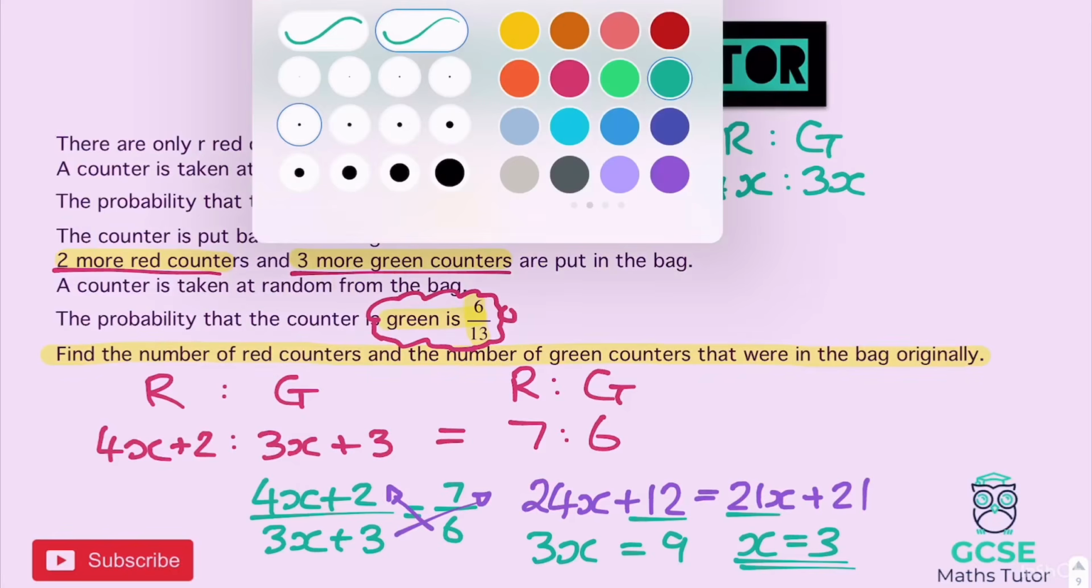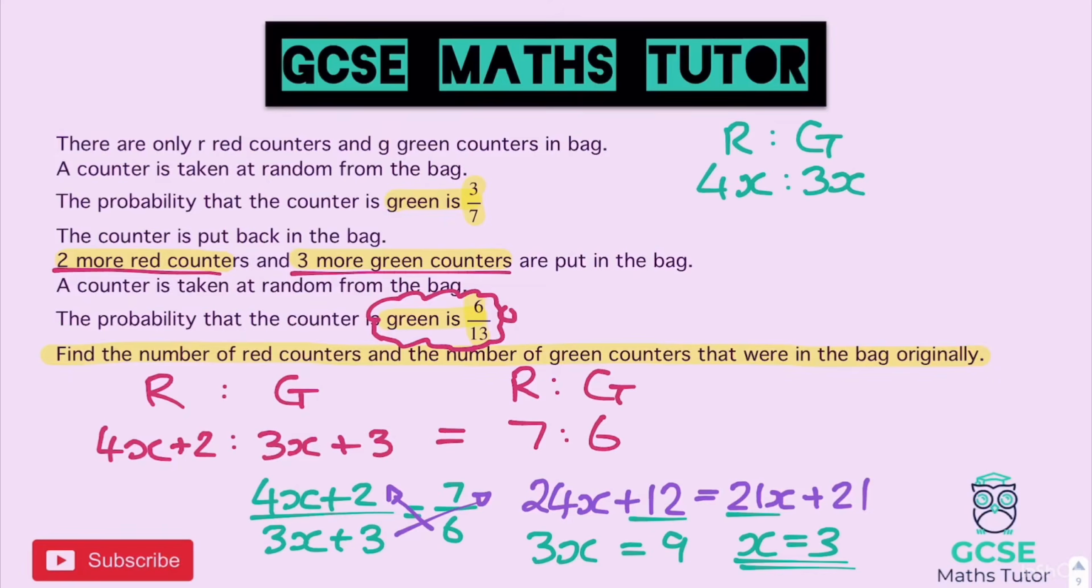Now let's have a look, we found out that x is equal to 3, so 4x would be equal to 4 times 3, which is 12, and 3x would be equal to 3 times 3, which is 9. So we would have 12 to 9. Let's have a look in the bag originally. Okay, so we've got 12 that are red, and 9 equals green.